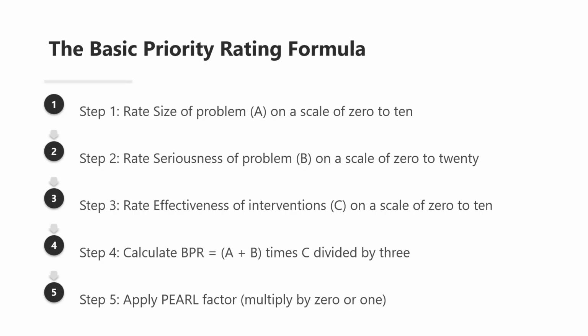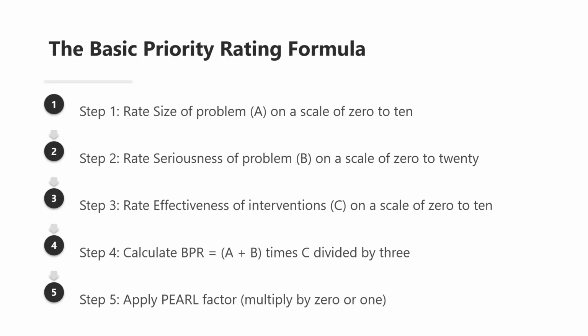After calculating the BPR score, you apply the Pearl factor. Pearl stands for propriety, meaning is it appropriate for the organization to address this issue? Economics, meaning is it economically feasible? Acceptability, meaning will the community accept the intervention? Resources, meaning are sufficient resources available? And legality, meaning are there any legal barriers? Each Pearl factor is scored as either 1, meaning yes, or 0, meaning no.